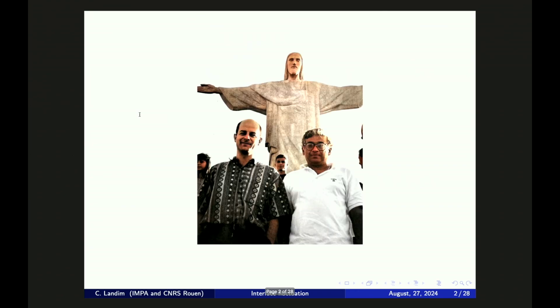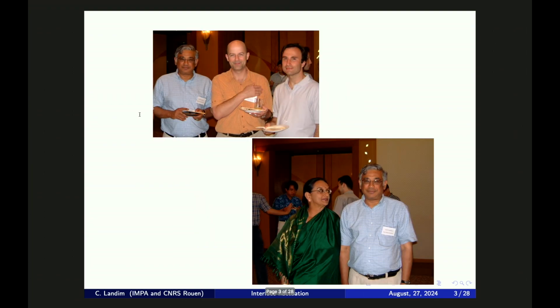So let me start with some pictures. This is in '93 in Rio, Stefan and Raghu. And this is in 2002 at Shannon, where Funaki gave me these pictures. So again, Vasu, Raghu, Stefano.